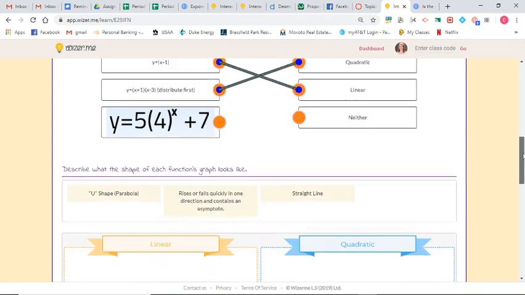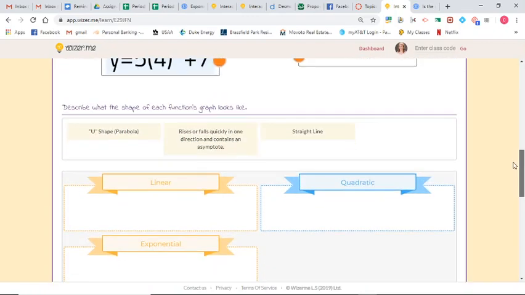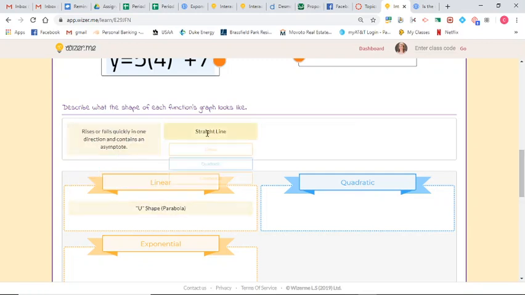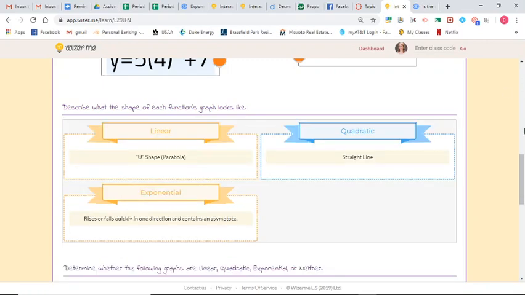Okay, and then the final one, or no, not the final one. On this one, you're just telling me what the graphs look like, or describing the shape. Like the U-shaped parabola, if you think that's a linear graph, you click on linear. If you think the straight line is quadratic, you click on that. And if you think this one is exponential, you click on that.